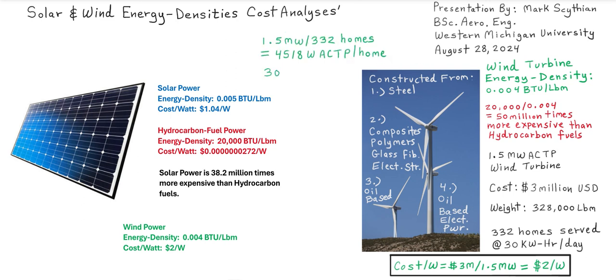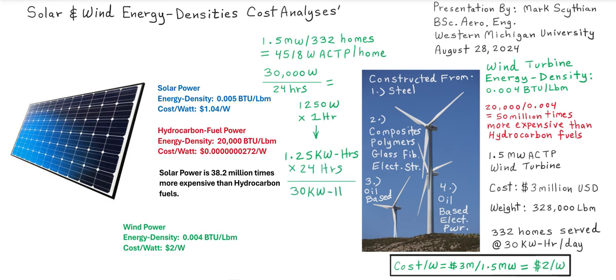So we have to take the initial specification, and this is where the controversy is, where they rate a wind turbine for so many homes. But when you do the analysis on 30 kilowatt hours per day, so that's 30,000 watts divided into 24 hours, that's 1250 watts times 1 hour for 24 hours. So that's where we get the 30 kilowatt hours per day household average use in the United States.